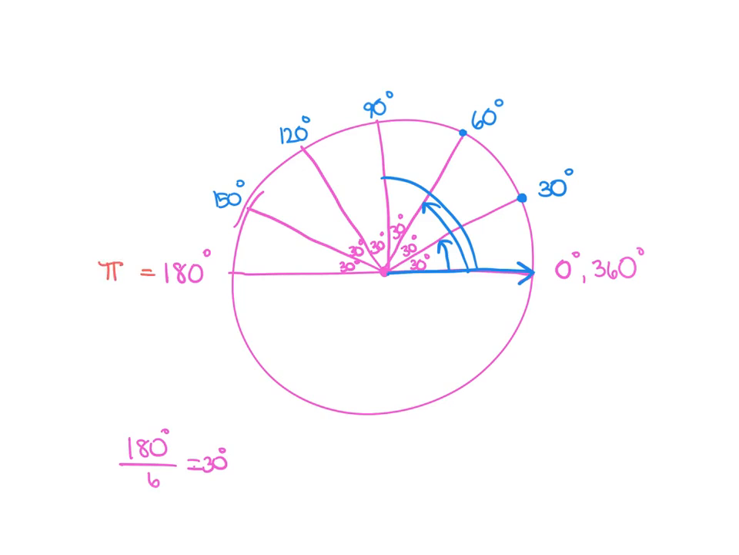Now, we also know that halfway around is equal to pi radians, okay? Well, let's see what each of these equals in terms of radians. Again, we take pi and divide it by 6. That means each little piece is now, in terms of radians, pi/6.